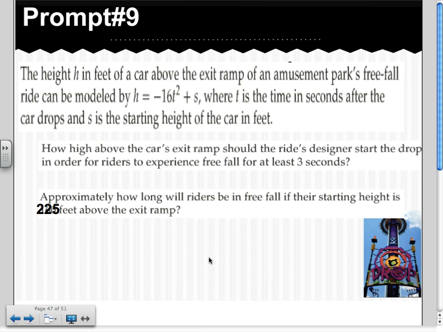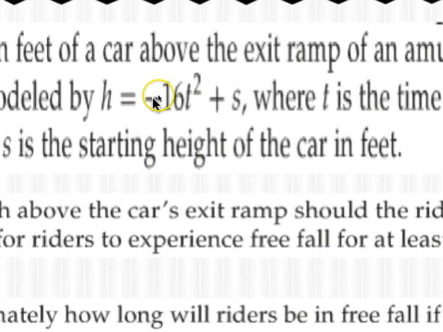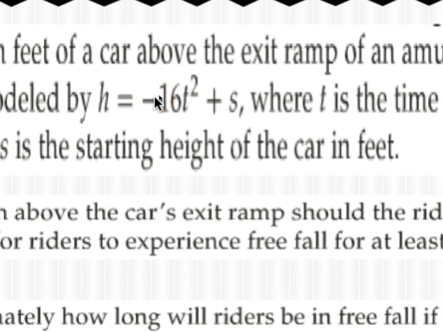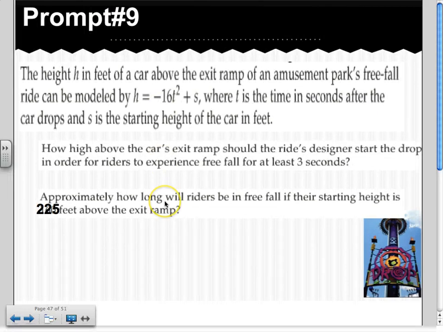That whole experience is described by this equation right here: h equals negative 16 t squared plus s. So let's go ahead and read this to see what h represents, what t represents, and what s represents. Okay, so here it is. The height h in feet of a car above the exit ramp of an amusement park free fall ride can be modeled by h equals negative 16 t squared plus s, where t is the time in seconds after the car drops, and s is the starting height of the car in feet.